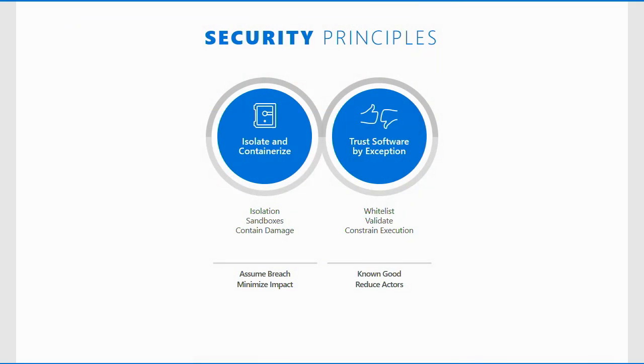But let's get started talking about Windows, and what I want to focus on are a couple of key security principles that we're trying to implement inside of Windows, and what those principles are revolving around. One is an ongoing effort to isolate and containerize applications, components, and subsystems within Windows. And the other is to do a complete shift in the way we treat software.